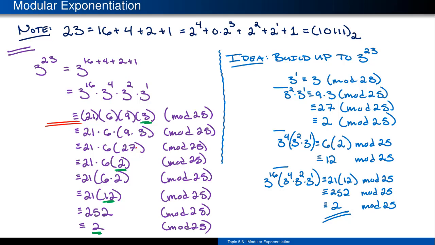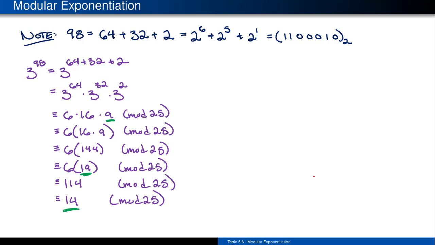So 9 times 3 is 27. That 27 turns into a 2. The 2 times the 6 then turns into a 12. That doesn't have to be reduced because it's not larger than 25 in this case. So then the very last step, you're going to take the 21 and the 12, multiply those together, kicking out a 252, finally giving you your final answer of a 2 in this situation. So that is to say that 3 raised to the 23rd power modulo 25 is simply going to kick out a value of 2.